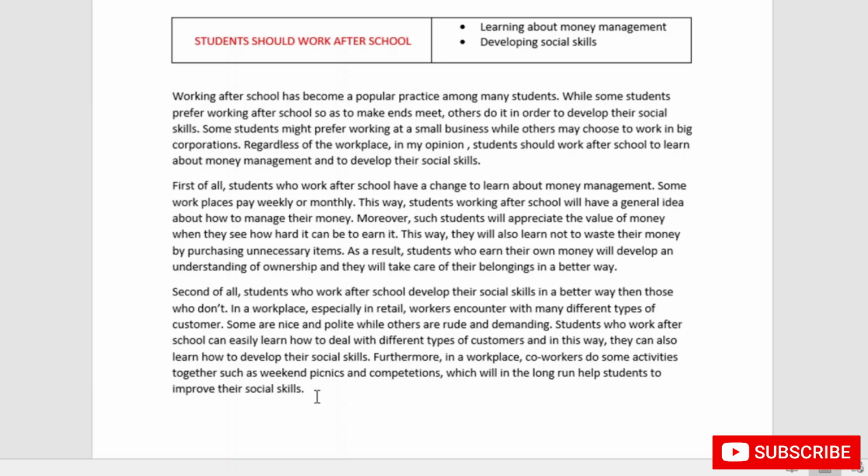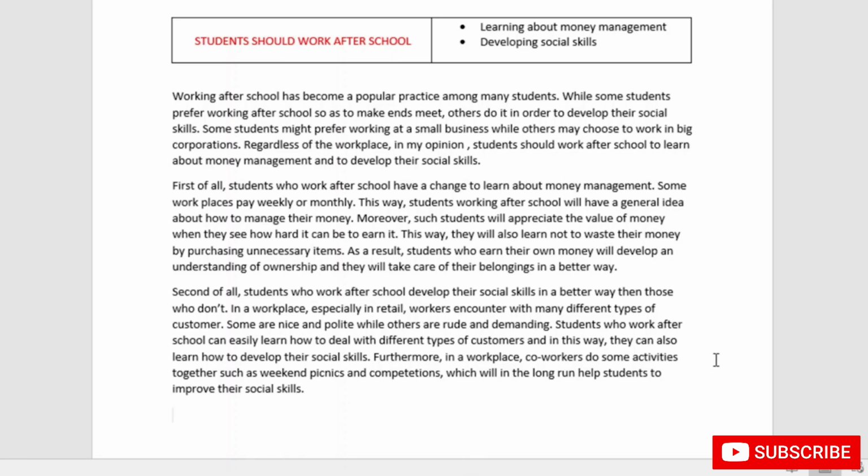In the second body paragraph, I start with "second of all," and then I describe a well-known general situation. Then I give an example, and then I talk about how this is going to positively affect the students and how the result will be positive for them. And now in our next video, we are going to be looking at how to write a conclusion part.